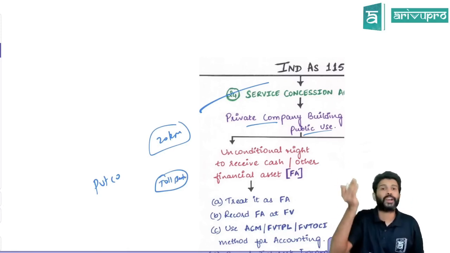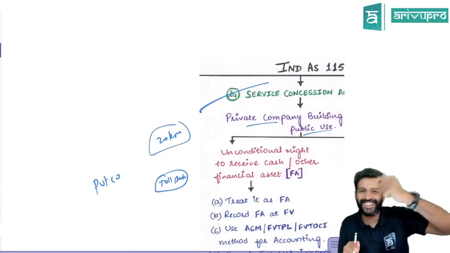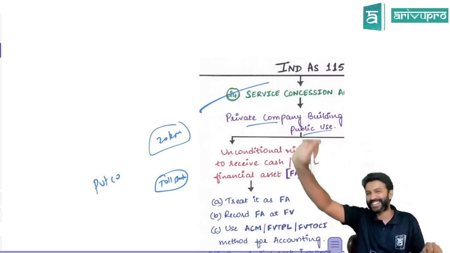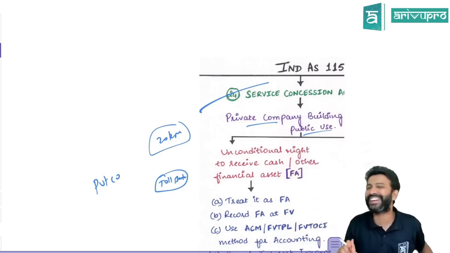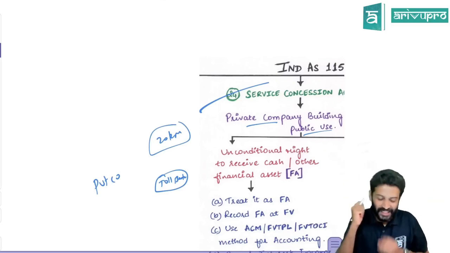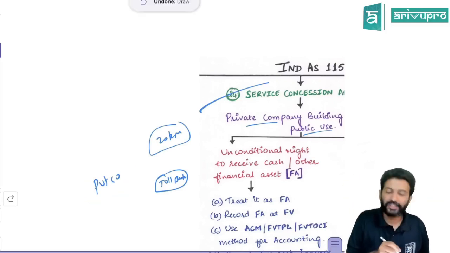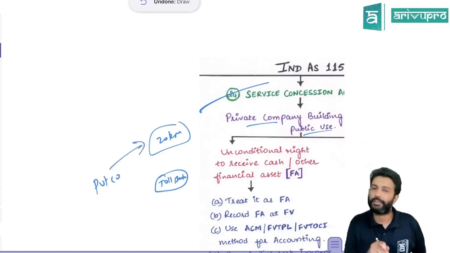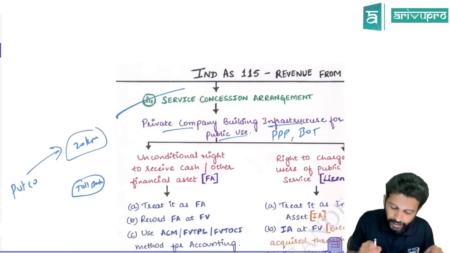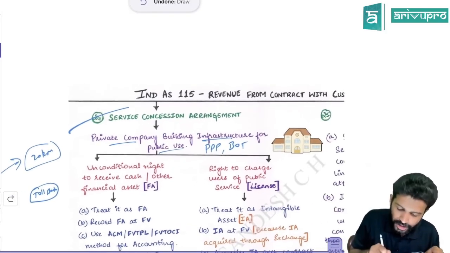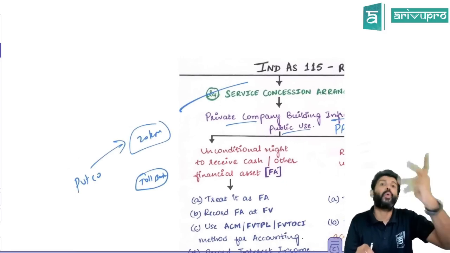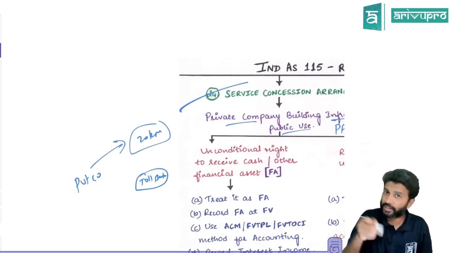Obviously, you all know that to use the highway, the government puts a toll on us. So one toll collection is there, where now with FASTag, automatically money gets deducted. Earlier we used to pay in cash, now everything is digital. So this particular private company is constructing this highway, not for themselves, but for the government. That is what we mean by a private company building infrastructure for public use. So if you are constructing highways like this, that is your service concession agreement.